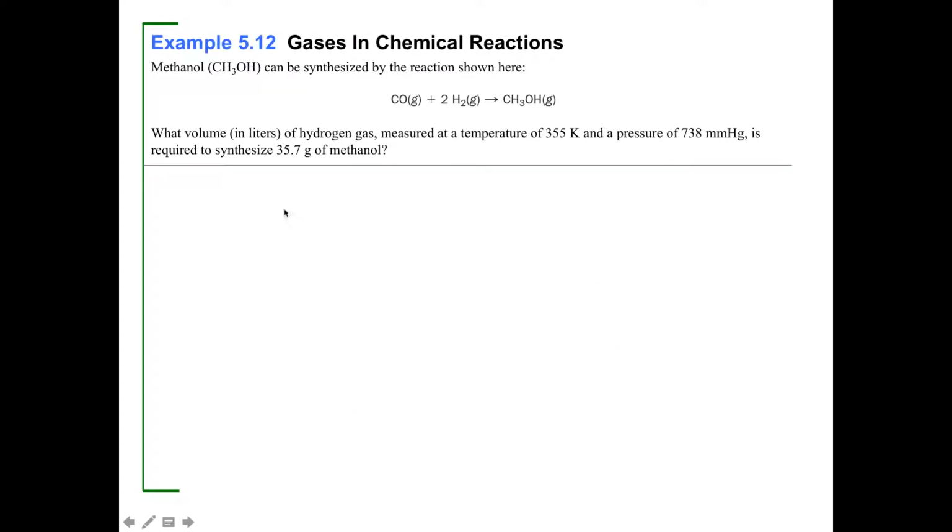All right, so methanol can be synthesized according to the following reactions. Carbon monoxide, hydrogen gas, methanol. What volume in liters of hydrogen gas?